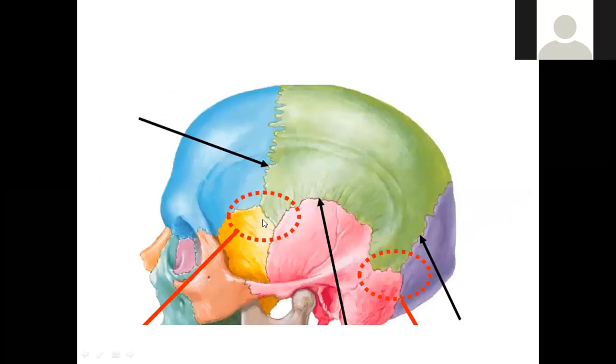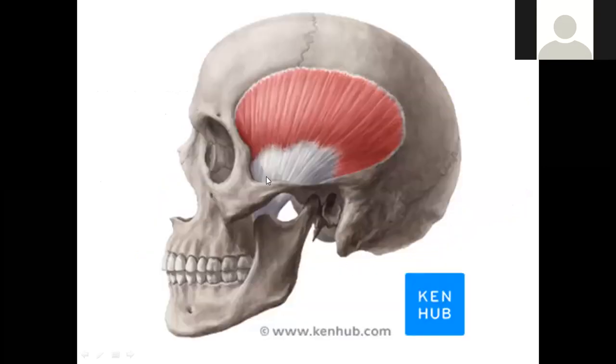What is this dotted area called, the four bones meeting point? Pterion. This is asterion. And in the temporal fossa, you have a muscle called temporalis. The temporalis muscle passes deep to the zygomatic arch and gets inserted into the coronoid process of the mandible.